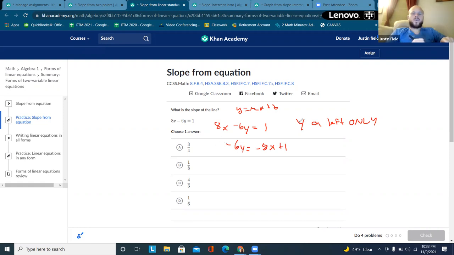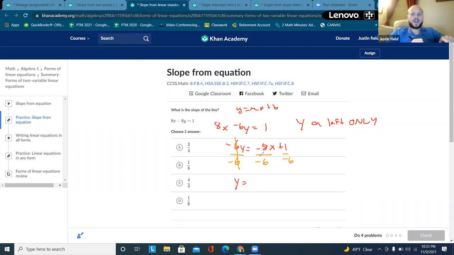And then to get y only, what do I have to do with that negative 6? You may be saying, I don't know. You may be saying add. But if you are saying divide, then you're correct. Divide by negative 6 and it goes away. But then I also have to divide by negative 6 on this term. And this term, I need to divide everything by negative 6.